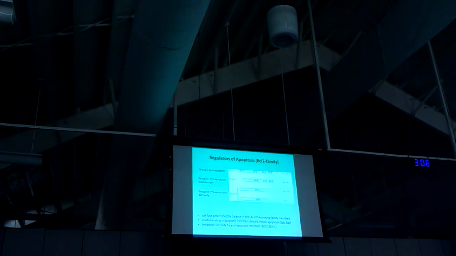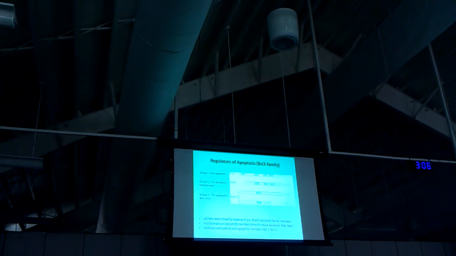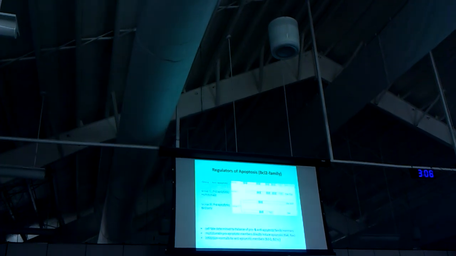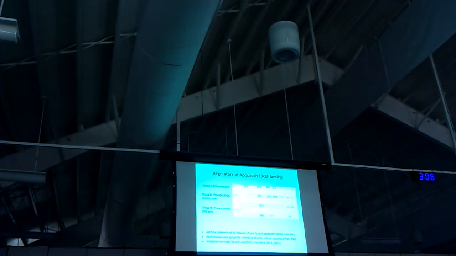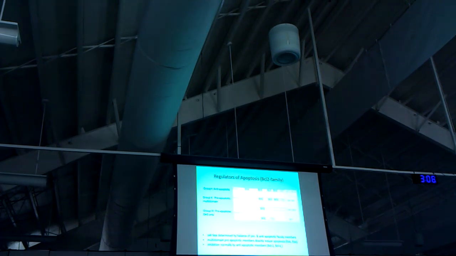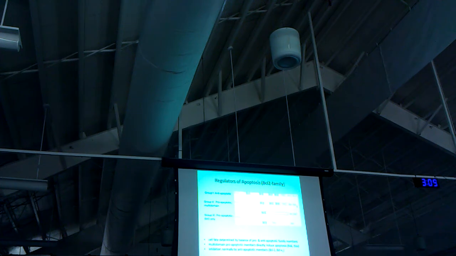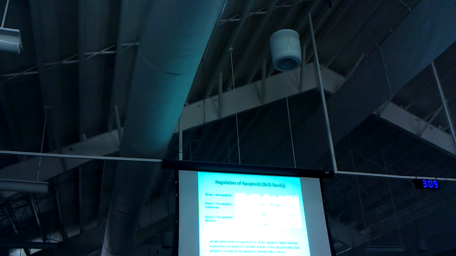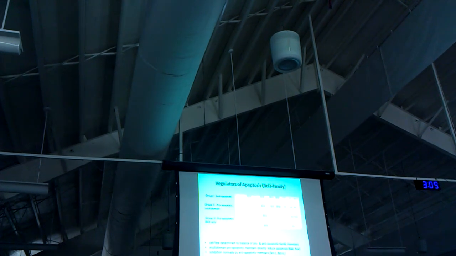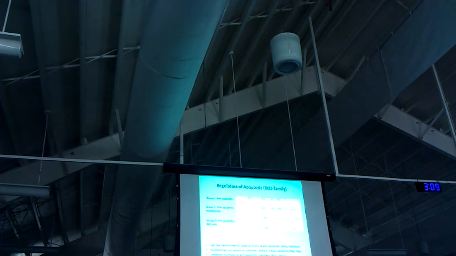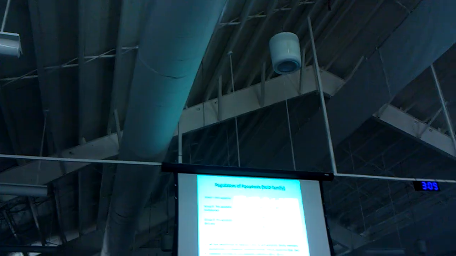Okay, so here we have our BCL2 family. And again, you need to learn the names of these. So you have the BCL2 family members, and these are going to be anti-apoptotic. And then you have group 2, which includes BAK and BAX, and those are going to be pro-apoptotic. Now you'll notice the only difference between these two is the presence of this BH4 domain.